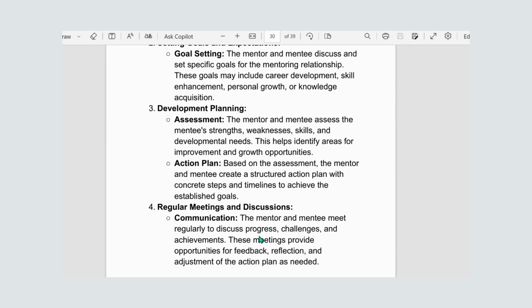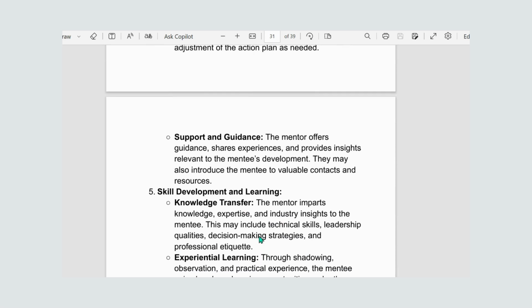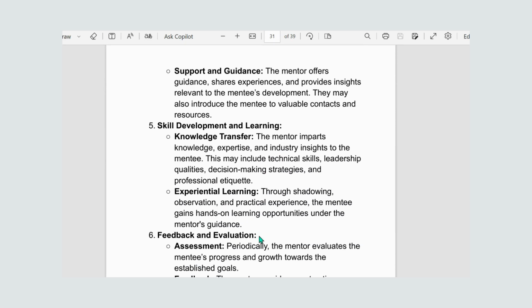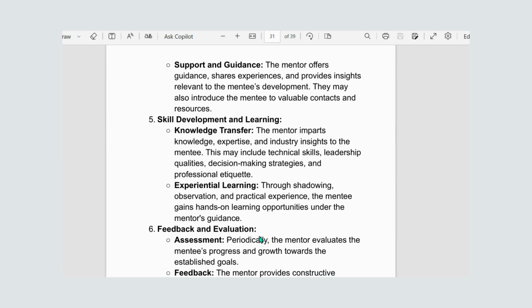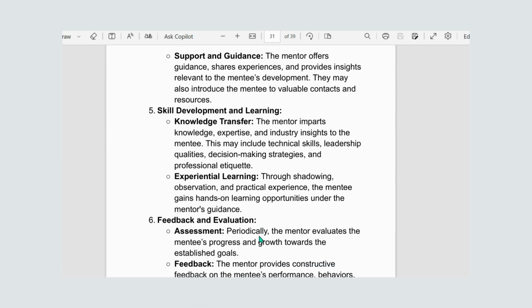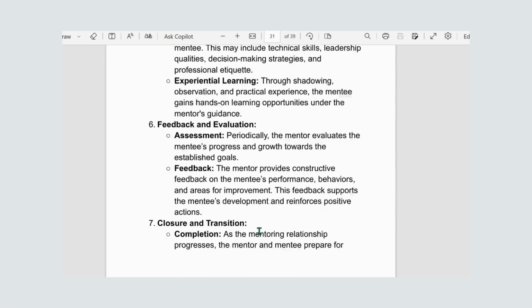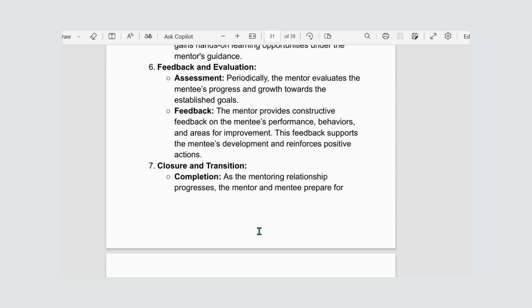It also helps in skill development and learning. The process of mentoring includes skill development, since it includes technical skills or qualities or strategies. So the mentee gains hands-on experience or learning opportunities under the mentor's guidance. It also helps in feedback and evaluation. Periodically, the mentor evaluates the mentee's progress and growth towards the established goals.